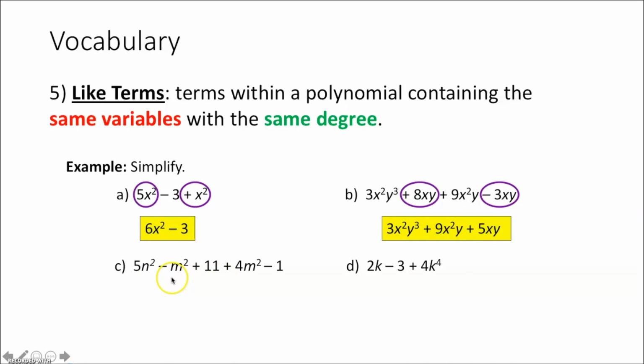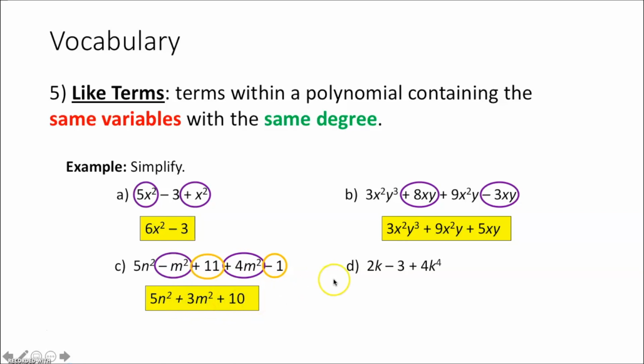For part C, again, we're looking for like terms. So n squared, does that have a like term here? No. What about m squared? Yeah, there's another m squared. So we have minus m squared, so negative 1m squared, plus 4m squared. That's going to be positive 3m squared. We also have 11 and negative 1. Those are like terms because they're both degree 0. They're constants. So we go ahead and combine these two and combine these two. And we end up getting 5n squared plus 3m squared plus 10, and that's it.